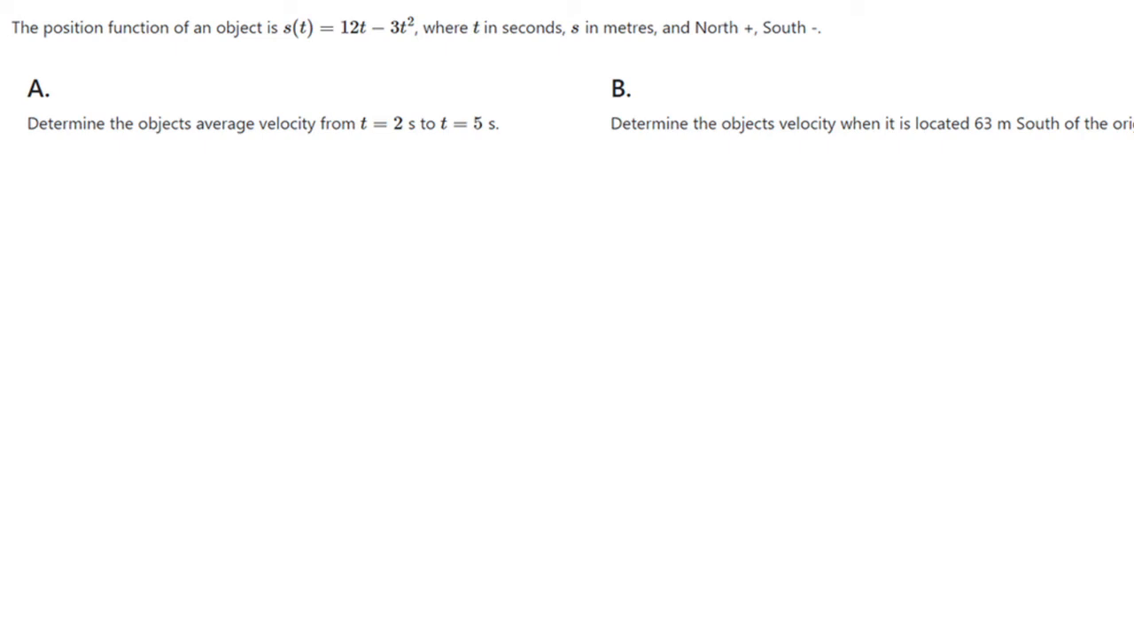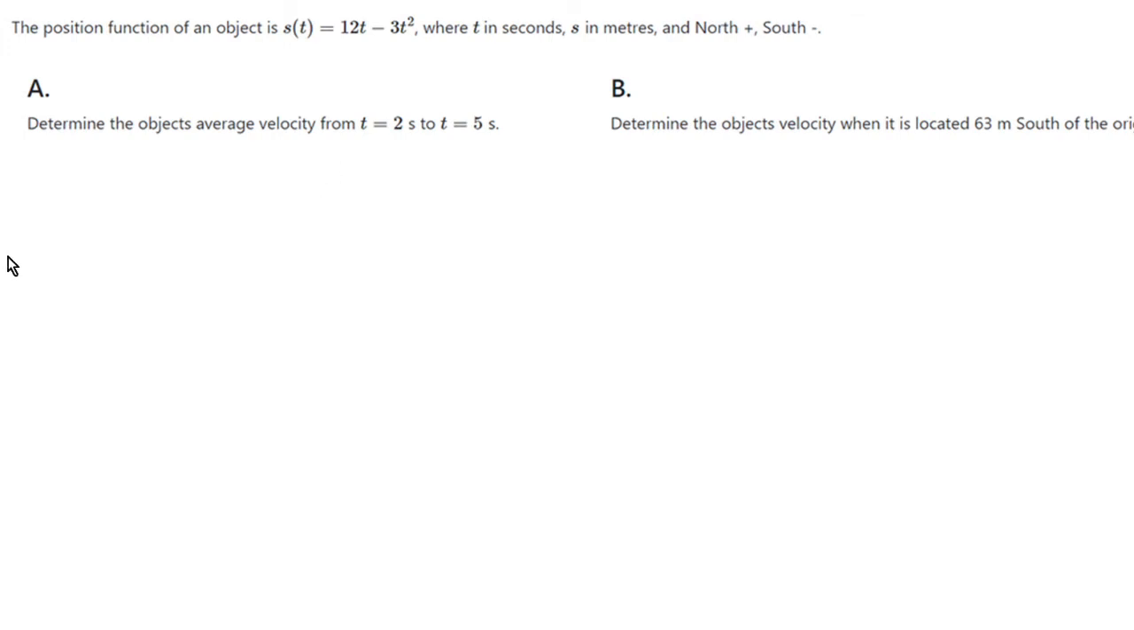A position function of an object is s of t equals 12t minus 3t squared, where t is in seconds, s is in meters, and north is plus and south is minus. In A, determine the object's average velocity from time equals 2 seconds to time equals 5 seconds.